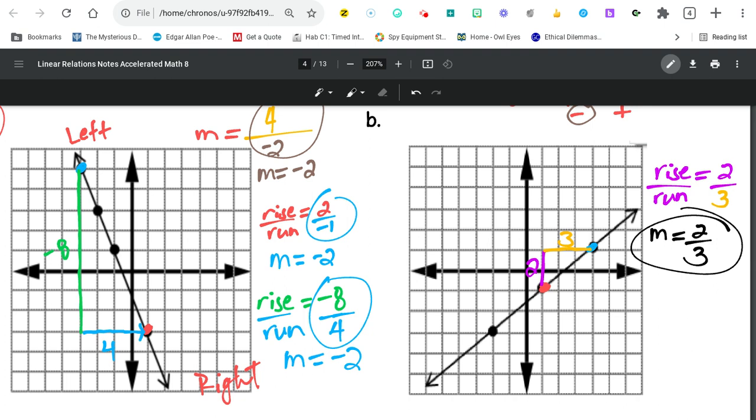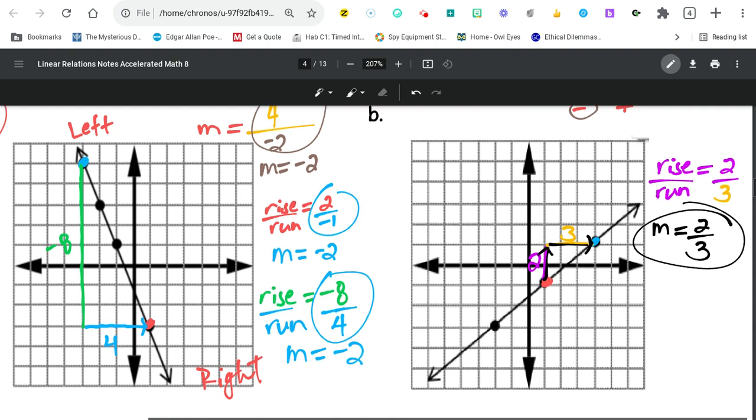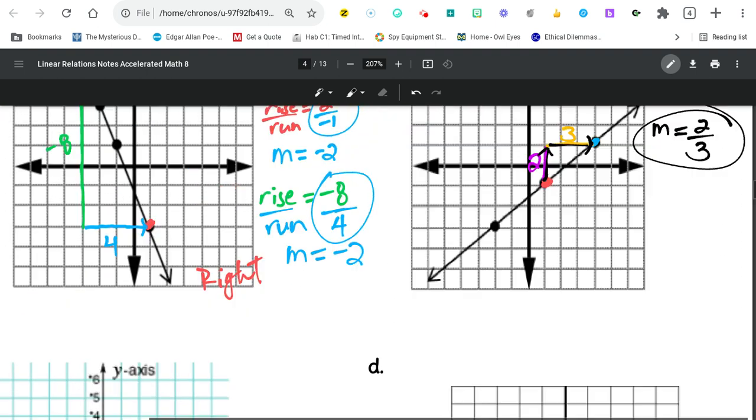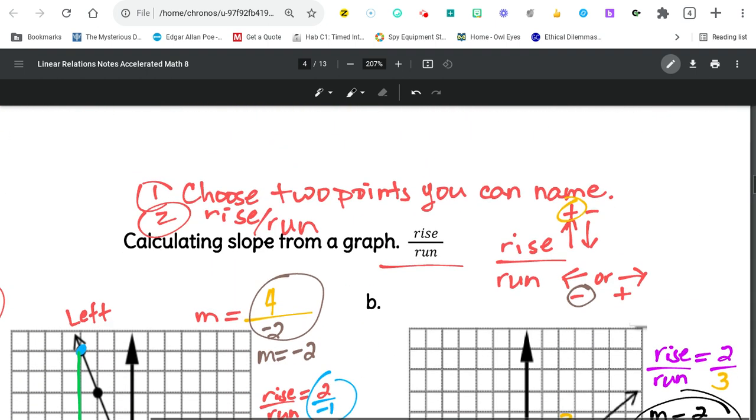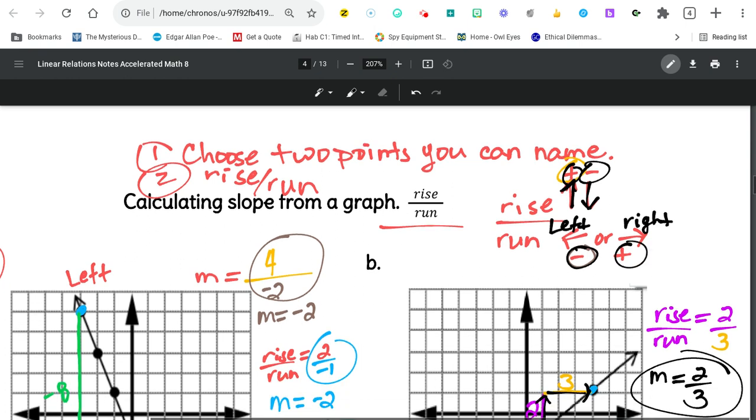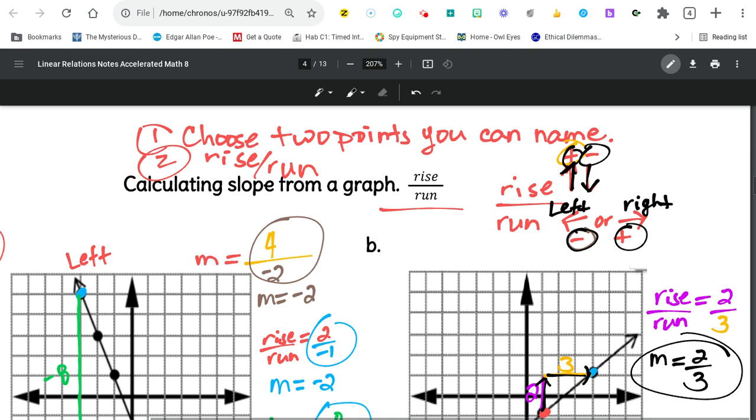Okay? I know that was a positive because I went to the right. I know that was positive because I went up. You just got to keep this in mind, guys. If you rise up, it's positive. If you rise down, it's negative. If you run to the left, it's negative. If you run to the right, or in other words, you turn right, it's positive. That's going to be very important.